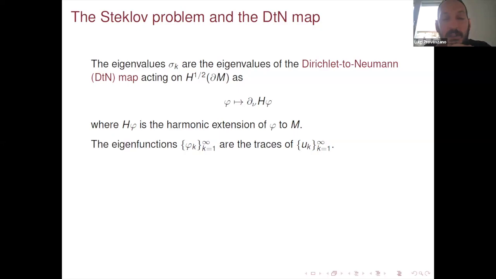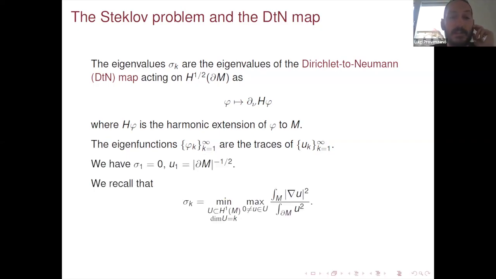So you see already here the notation that I will use through all the talk. With u, I will denote functions in the interior, in M, in the manifold, and with phi, the restriction or the traces on the boundary, so functions on the boundary. I will use these two letters to denote objects.